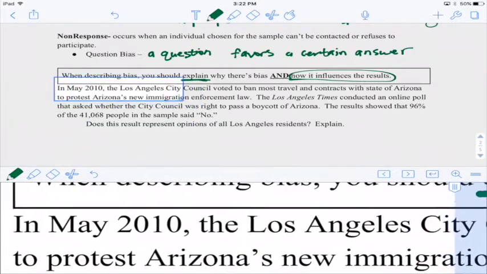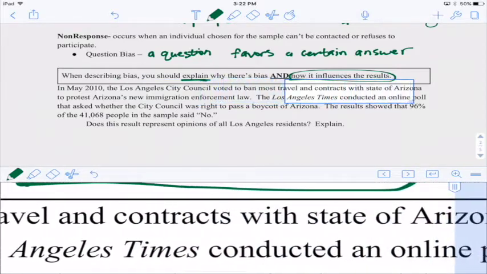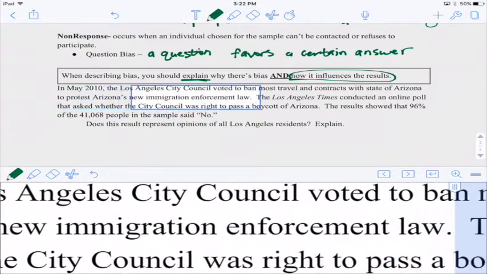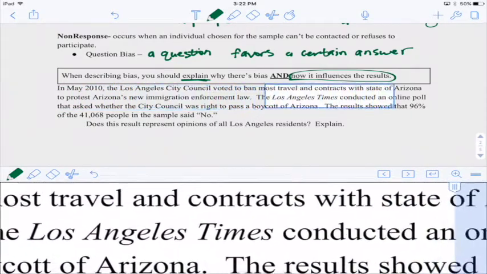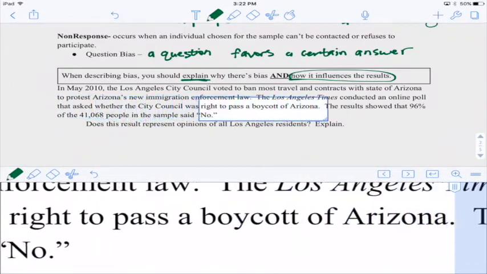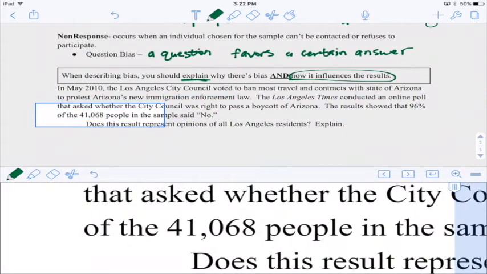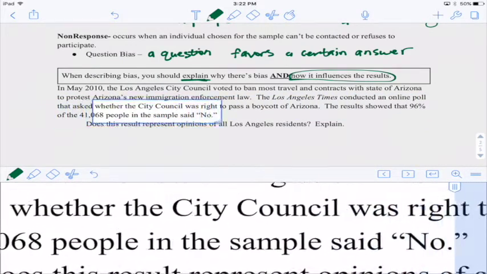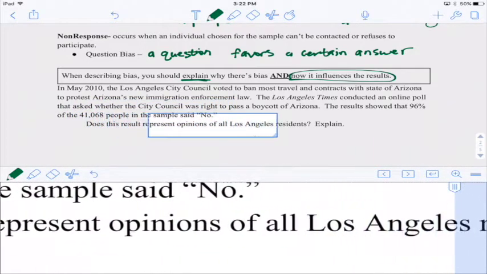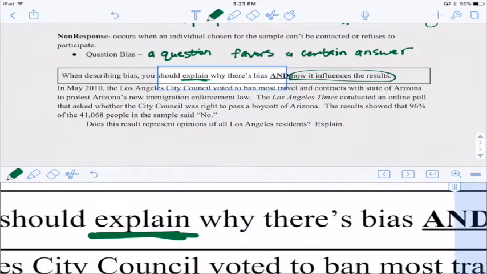In May 2010, the LA City Council voted to ban most travel and contracts with the state of Arizona to protest Arizona's new immigration enforcement law. The LA Times conducted an online poll that asked whether the city council was right to pass a boycott of Arizona. The results showed that 96% of the 41,068 people in the sample said no. Does this result represent opinions of all LA residents? And explain. So you need to explain why there's bias.